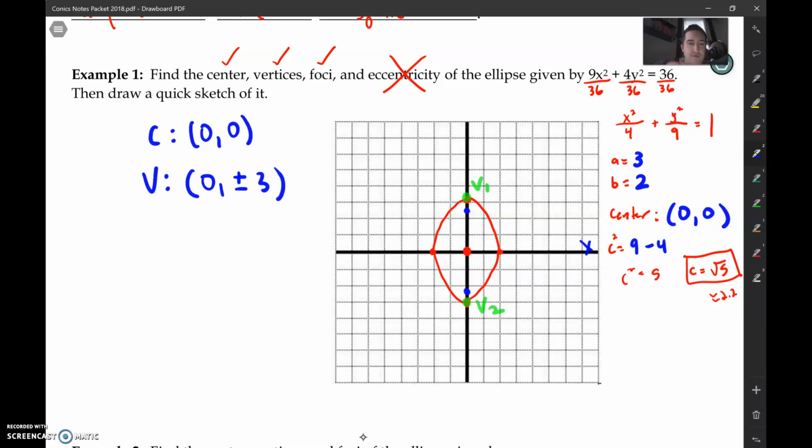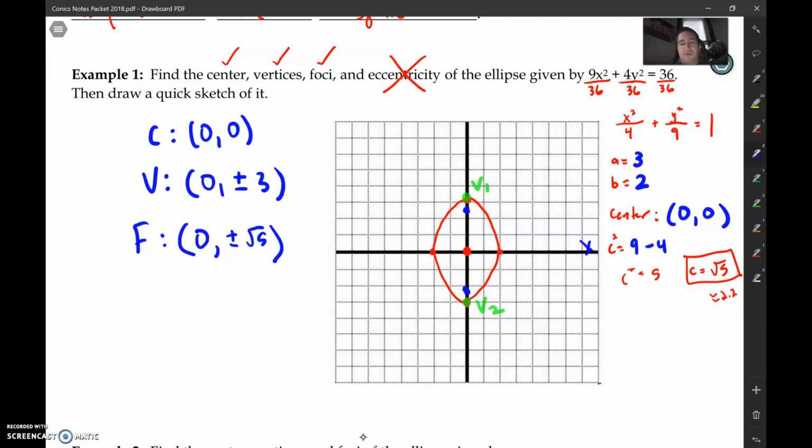And then lastly, the foci. That's the two blue points. So it's at 0 and what was that point again? How far away was that from this? Oh yeah, square root of 5. So that's the point 0 comma root 5. And this point down here is 0 comma negative root 5. So we could write that as two different points, or we could just say plus or minus root 5. So we have our one center point, our two vertices, and our two foci. And we've solved it.